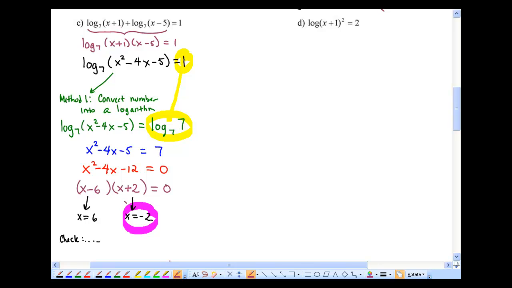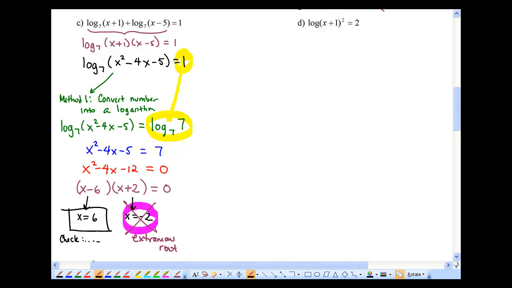This one's going to be my extraneous answer. And my only solution, or my only root, is this one. x equals 6. Now wait a minute, that was just method number 1. I said there's another method.